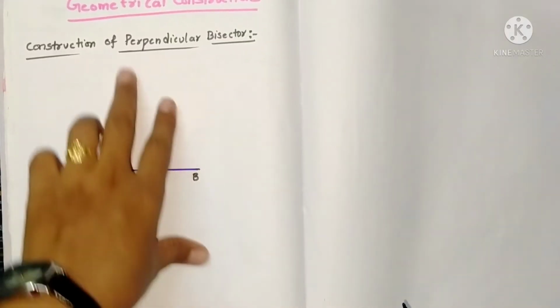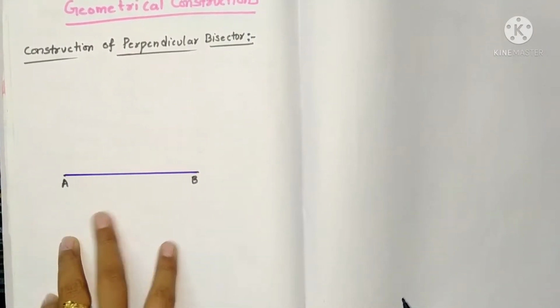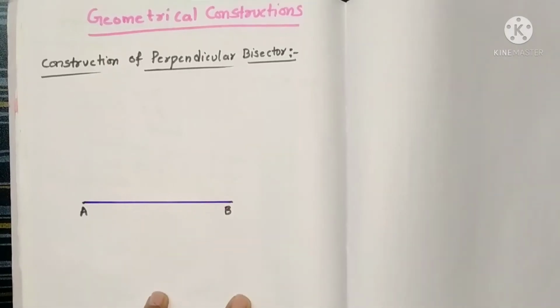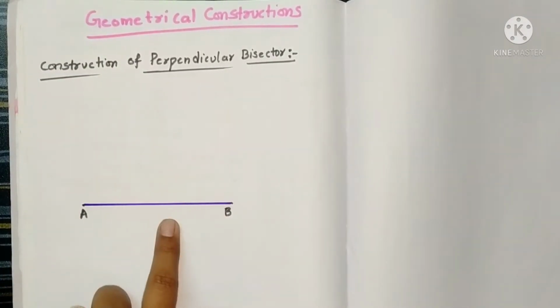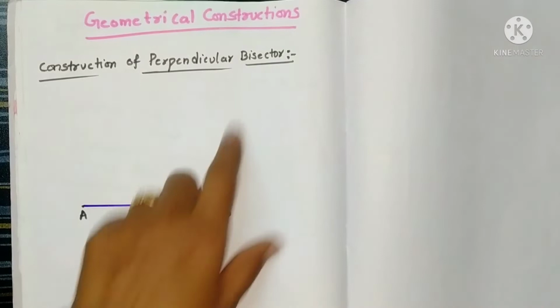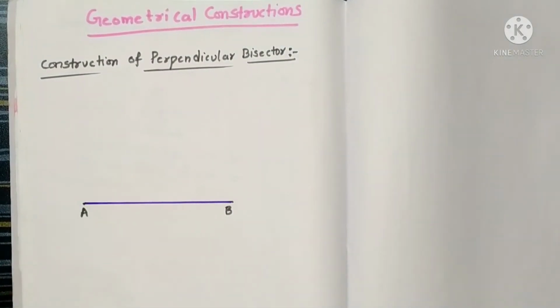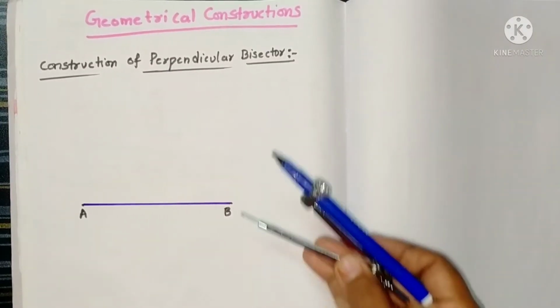To construct the perpendicular bisector to the given line, first I draw a line segment AB. Students, actually you don't need to measure. So what is a perpendicular bisector? The line must be perpendicular to this AB, and as a bisector, the line must divide this AB into two equal parts. That is bisection, students. See, take the compass now.